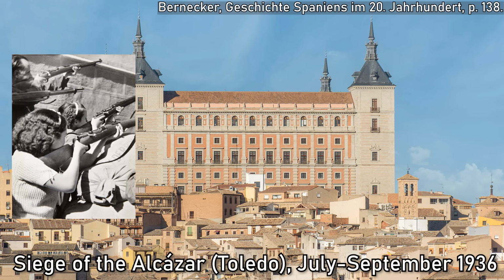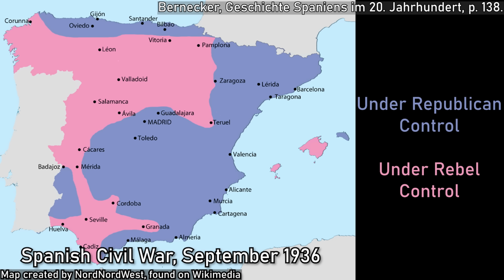The nationalists achieved a victory of greater propaganda significance with the capture of the Alcázar in Toledo on the 27th of September, a fortress that had withstood a siege by Republican troops since the start of the war. However, they were unable to take Madrid, and the Spanish capital remained in Republican hands until March 1939.